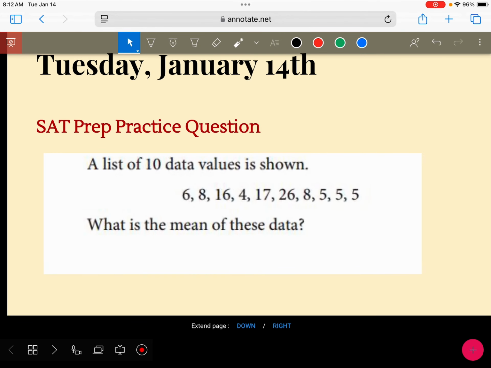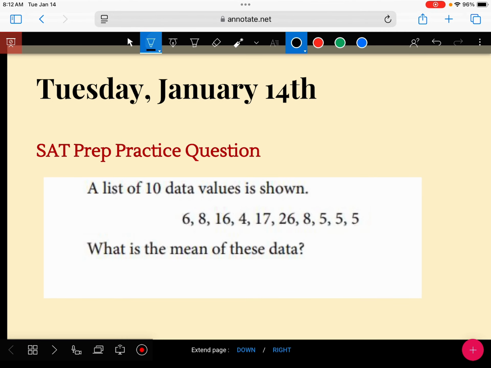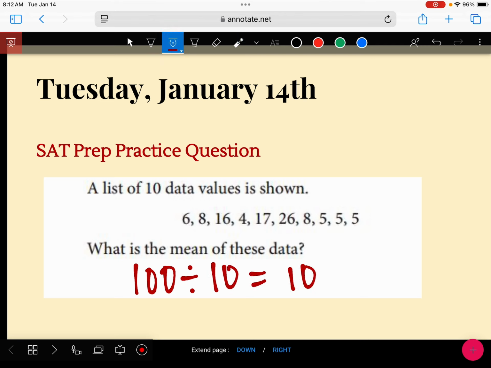But we get 100. And then we divide that by how many numbers we added. So yeah, 1, 2, 3, 4, 5, 6, 7, 8, 9, 10. And 100 divided by 10 is 10. And that would be our mean. Good job.